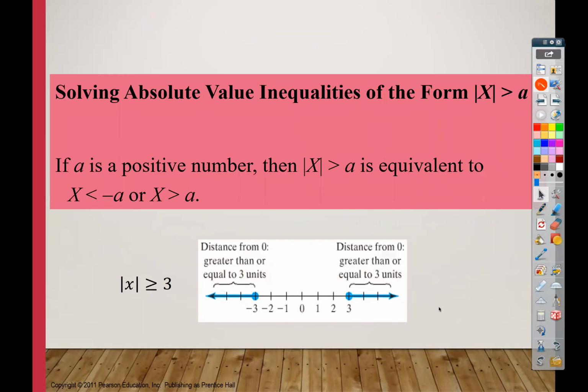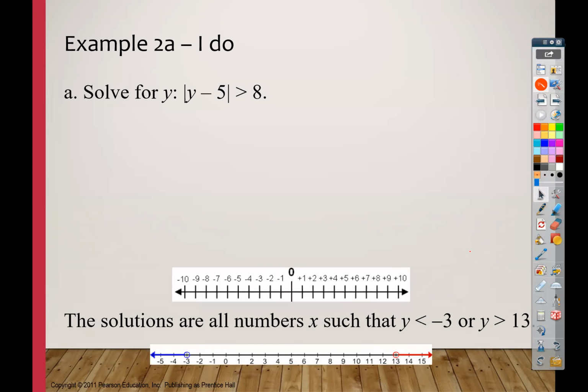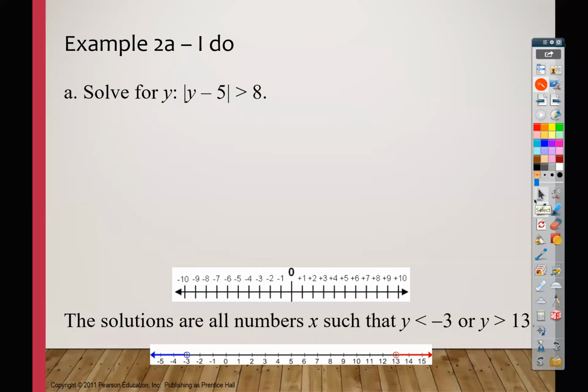All right, solving absolute value inequalities. This is greater than, or. So "or," remember, signifies a union. All right, so we're going to write this. y minus 5 is greater than 8, or y minus 5, flip it, less than -8. And then isolate the y in both cases.